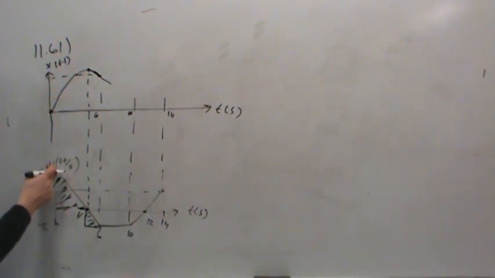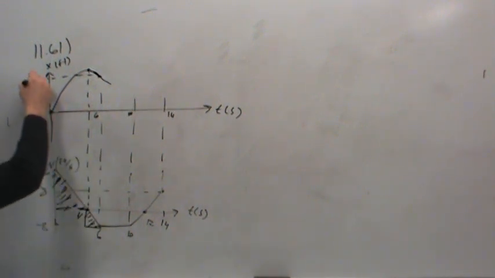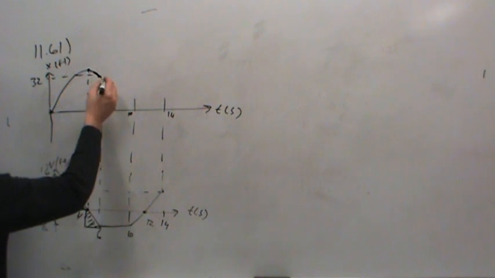I'm thinking 16 times 4 is 64, but I need to divide by 2 because it's a triangle, so 32. We'll get it eventually. Keep me honest, guys. And then this triangle would be 1 times 8, 8. So it'd move down by 8.